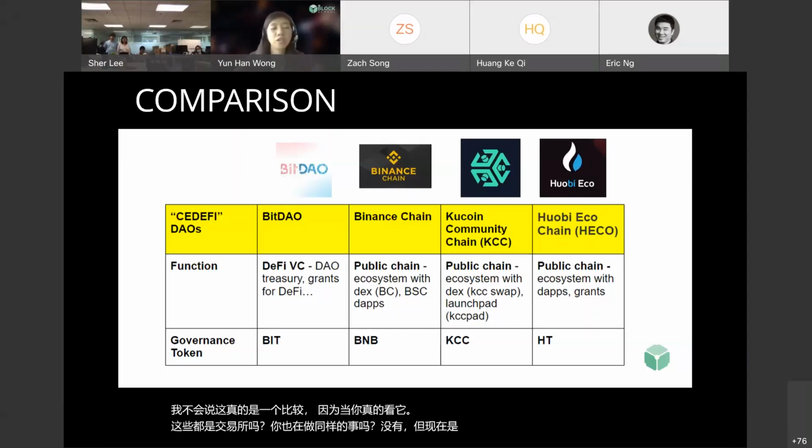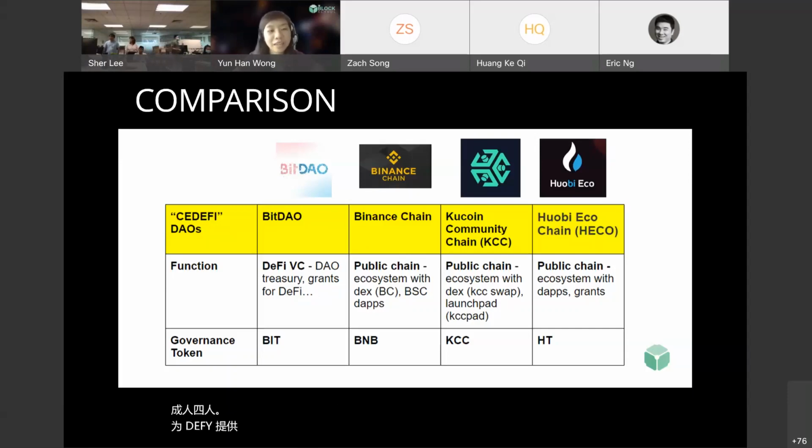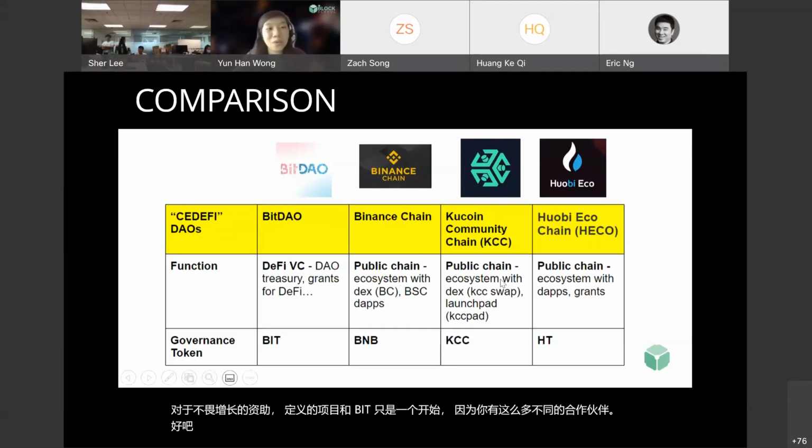BitDAO is not about creating a public chain, a DEX, or a launchpad. No, BitDAO is more of a DAO for VCs, for the funding of DeFi growth, DeFi projects, and Bybit is just a starter because you have so many different partners. All right, so this is quite interesting to note as well.